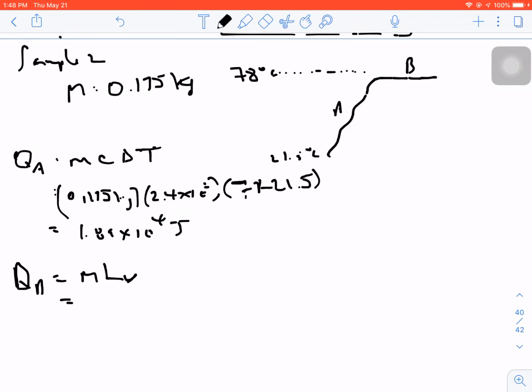So I'm going to use my mass here, 0.135 kilograms, times the L value for ethyl alcohol, which is 8.6 times 10 to the power of 5 joules per kilogram. Notice that the kilograms disappear, so I'm getting an answer of 1.16 times 10 to the power of 5.